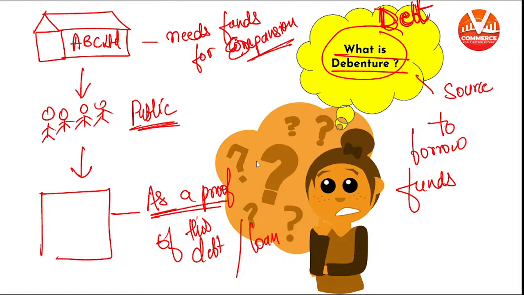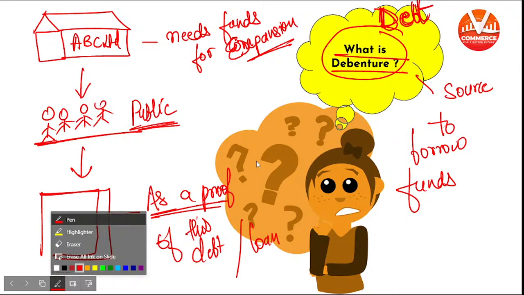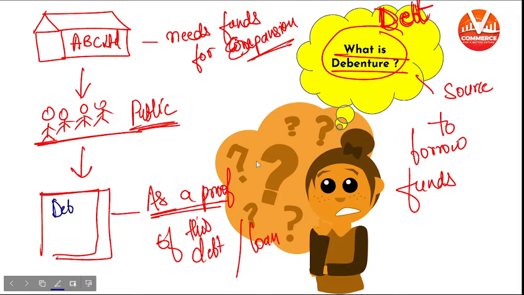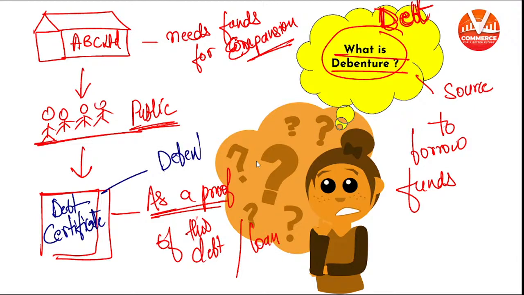Because the company has taken money from people, we have to give them some proof. We have to give them some proof that yes, we have taken your money. So we are giving them this certificate which is known as debt certificate. And this is what is called a debenture. So debenture is nothing, it is a debt, it is something through which company borrow funds from general public.